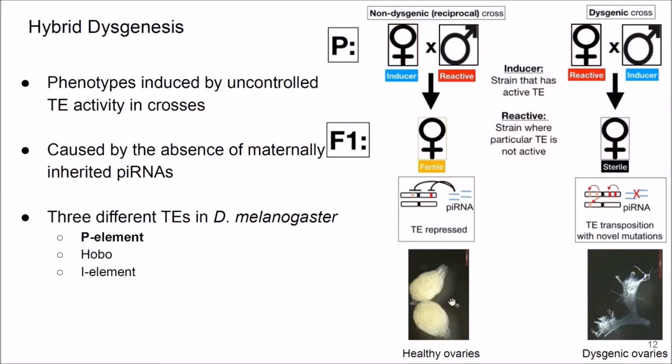So this is an ovary in an F1 offspring generation that developed normally. I hope you can see my cursor. And this is an ovary after uncontrolled P element activity, where you can see that there are basically no eggs left, and this is a sterile individual. So this is, of course, a major detrimental phenotype, which is caused solely by the activity of a transposable element.